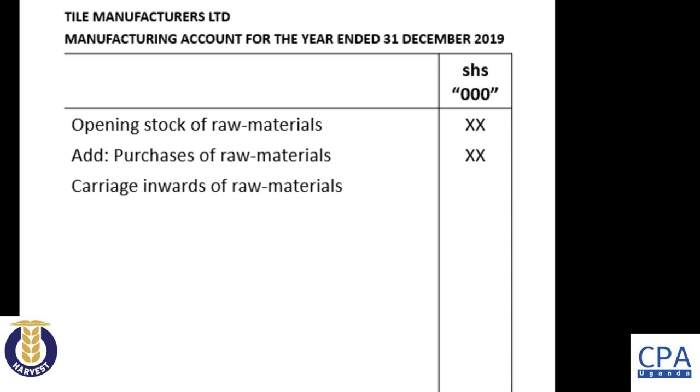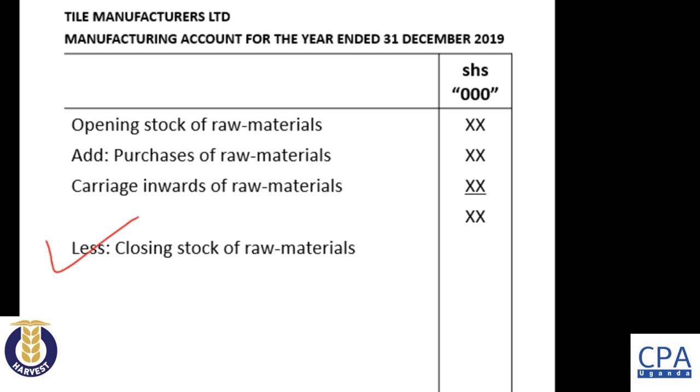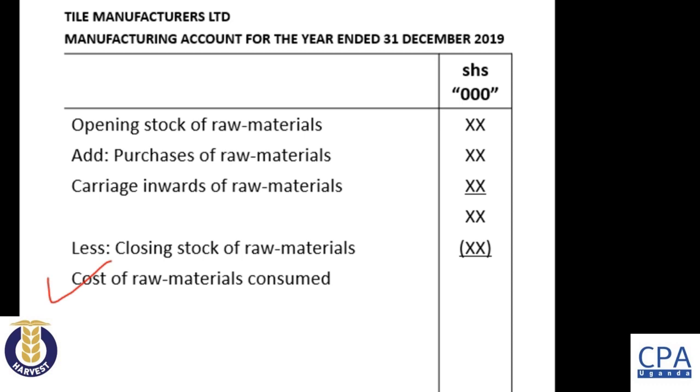Then you proceed to also recognize the carriage inwards of these raw materials. The carriage inwards is capitalized as part of the cost of the raw material purchases, so this one is also brought into our manufacturing account. Then the total that you get for the opening stock of raw materials, the purchases of raw materials, and the carriage inwards, we are going to deduct the closing raw materials. And maybe for those who may not know, the carriage inwards is going to be added. So we deduct the closing raw materials so that we can get the total cost of raw materials consumed in the period.